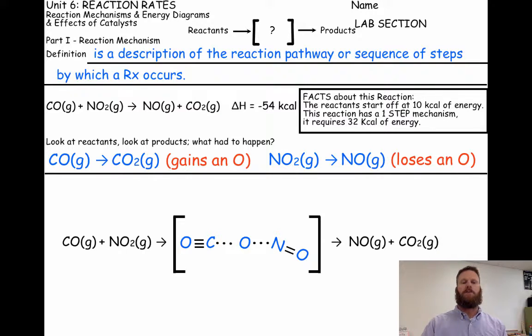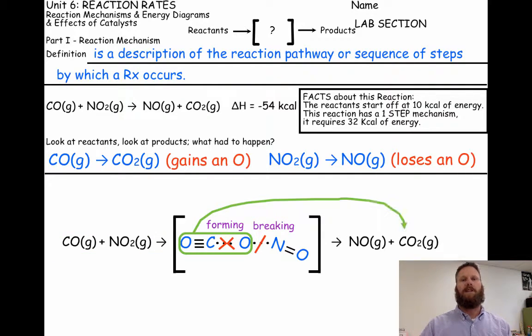Remember, CO is going to gain an oxygen, so the dashed line between carbon and oxygen represents a bond that is forming. The proper notation for the formation of a bond ends up looking like an X, but it is really two arrowheads touching at the points. NO2 will lose an oxygen to become NO, so the dashed line between nitrogen and oxygen represents a bond that will be broken. The notation for breaking a bond is a slash. Notice that the breaking and forming of these bonds results in the formation of the products, CO2 and NO.